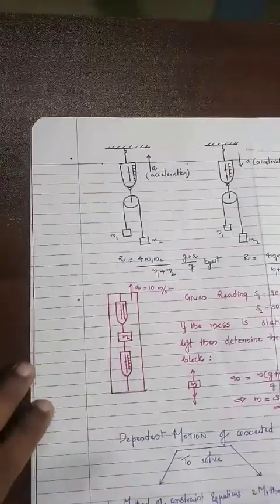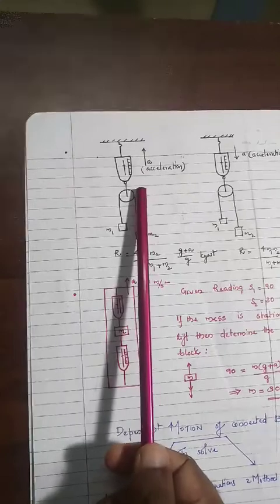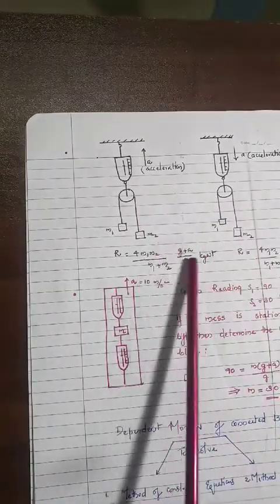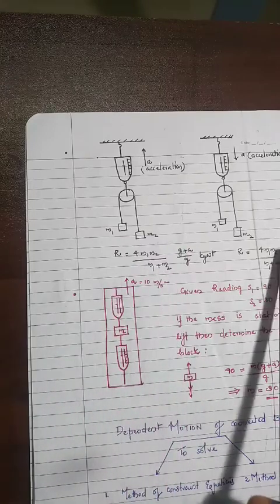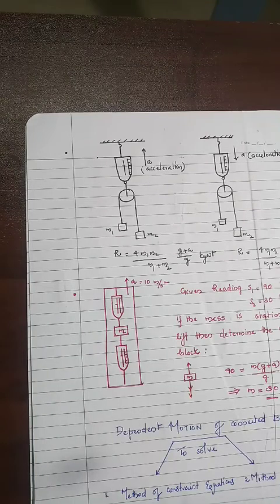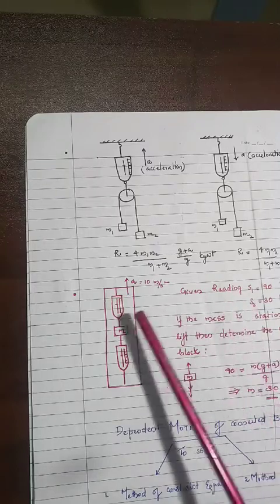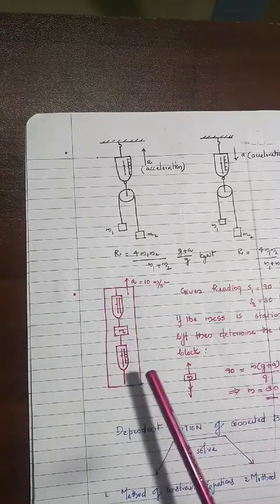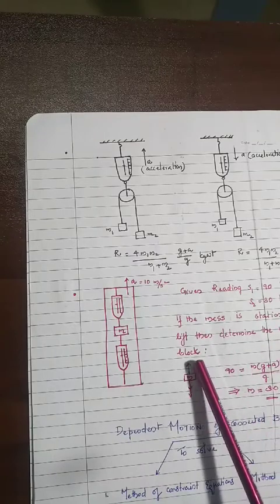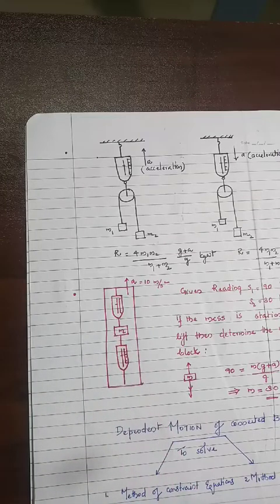Look here, an accelerated frame, upward, downward. Look here, the G is replaced by G plus A by G, G minus A by G. So keep in mind the very important concept. Look at the figure, a good question. Given the reading of this one, S1 is 90 and S2 is 30. If the masses are stationary with respect to the lift, then determine the mass of the block M.